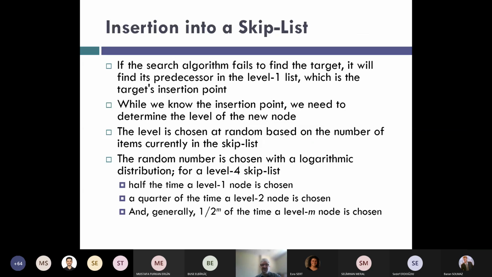We can talk about insertion and deletion as well, but time is up, so I'm going to stop here. Tomorrow I'm going to talk about these insertion and deletion operations first, then I'm going to talk about the exam questions.